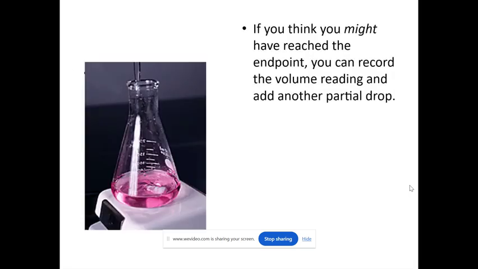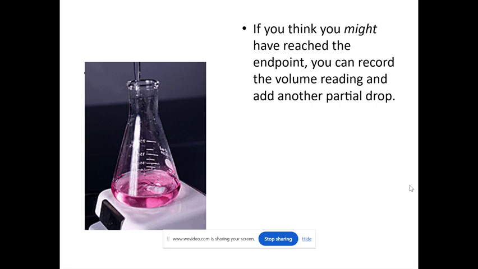Okay, if you think you might have reached the endpoint, you can record the volume and then add another partial drop. So you can take a look, like, okay, here's the volume that we're at right now. It's at 12.5 milliliters. Maybe that's the endpoint. You can write it down. You can always change it later.